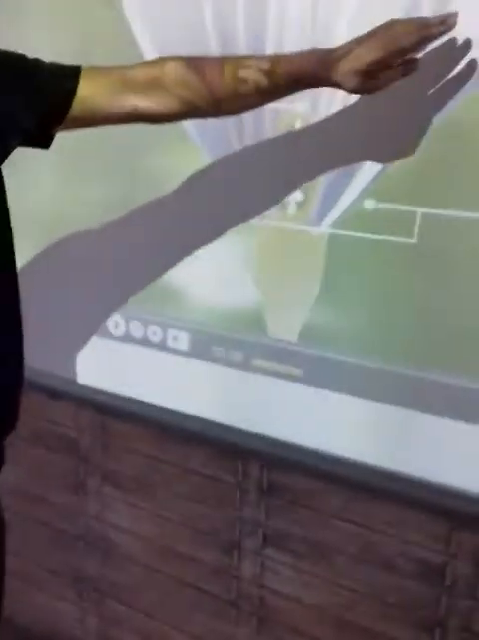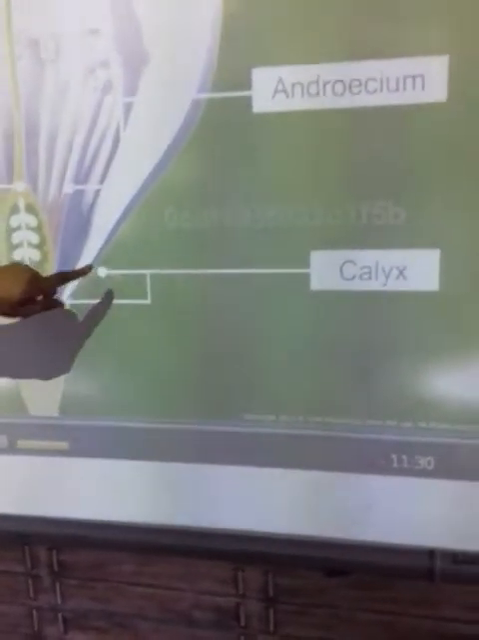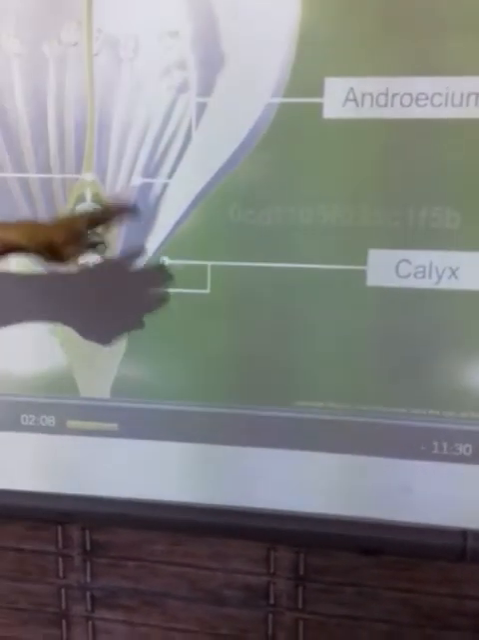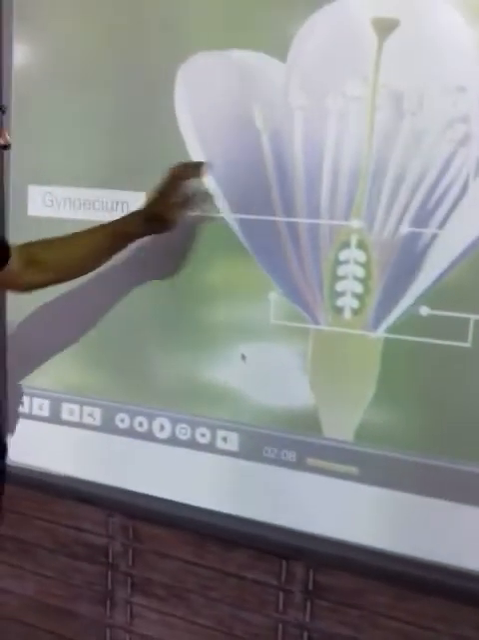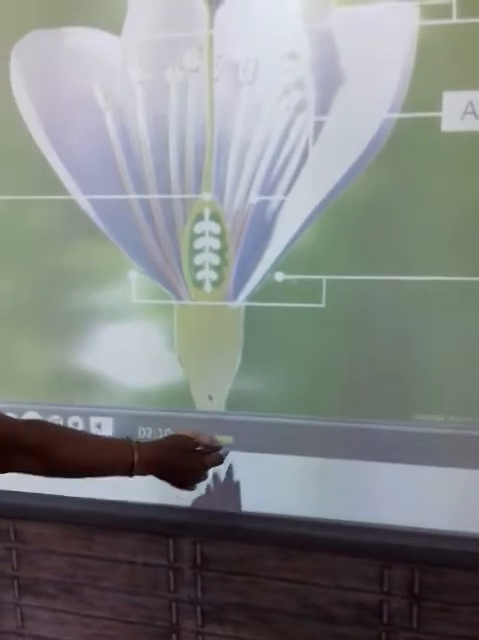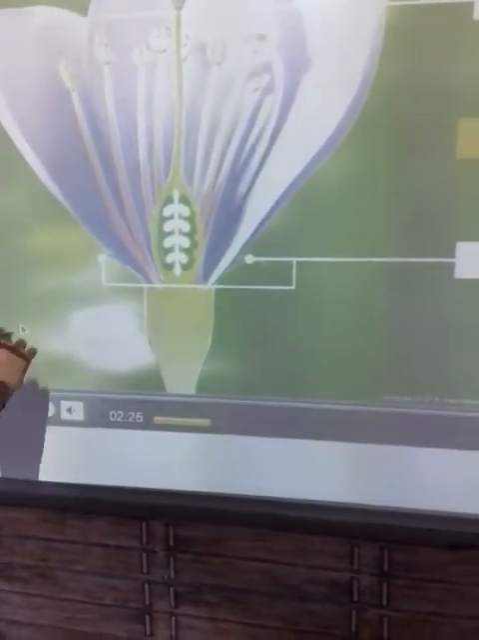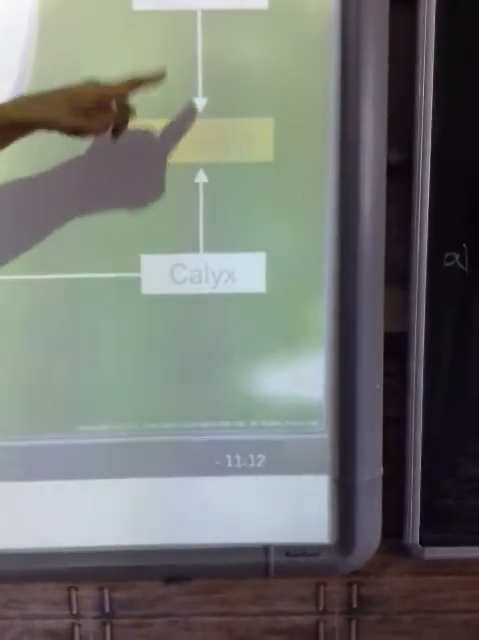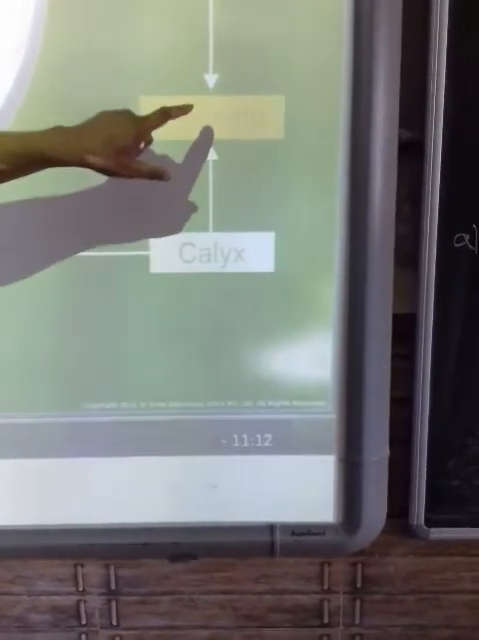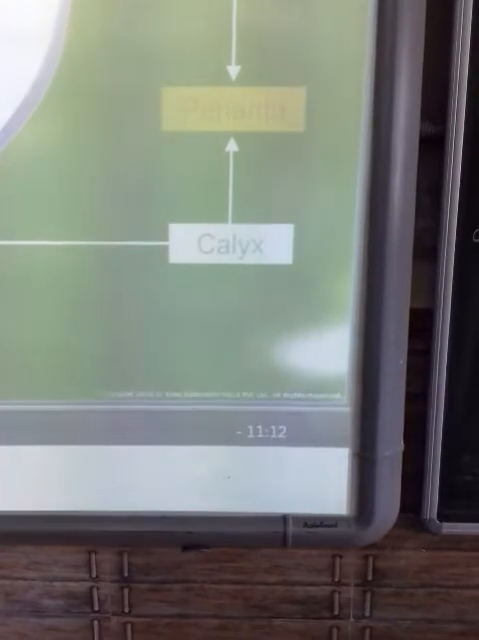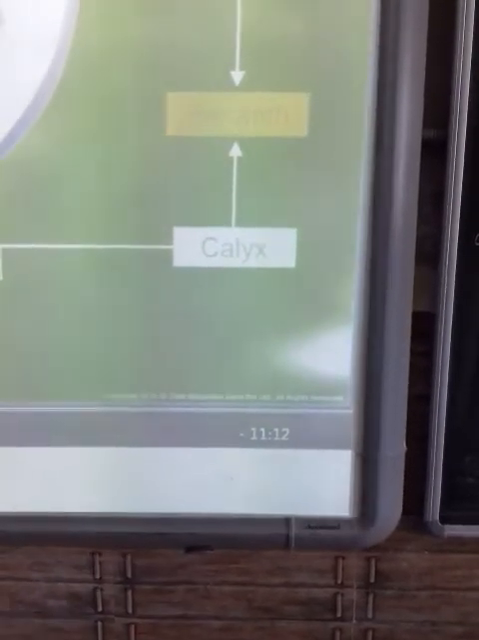So this is the androecium, and the calyx, which covers the flower in the bud condition. We have the gynoecium, and now this is called the perianth. As I told you, the corolla and the calyx, if the corolla and the calyx are indistinguishable, then we call it perianth.